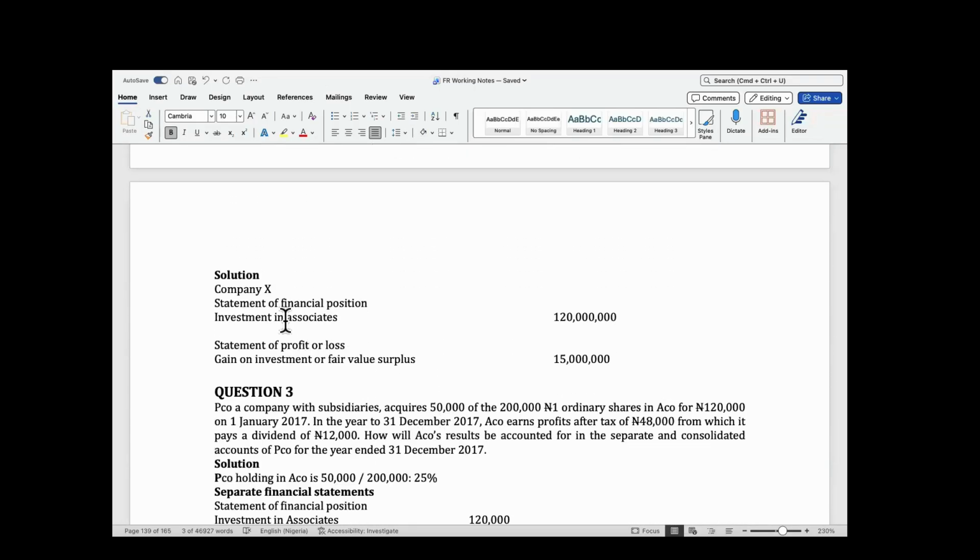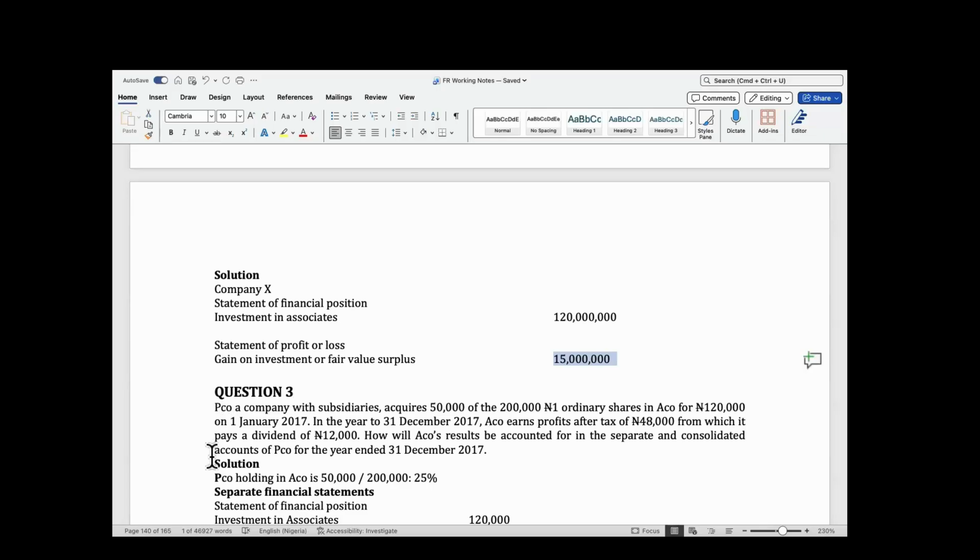So in the separate account, in the statement of financial position, the investment in associates is 120 million. The gain on investment, 15 million, is in P&L. So that is the separate account. Now, let's look at consolidated accounts.